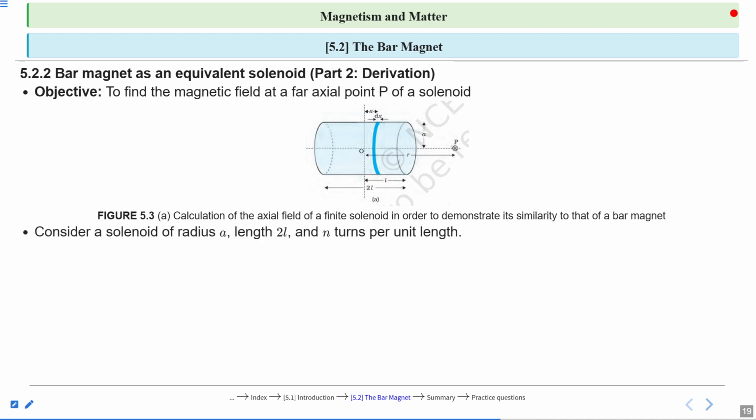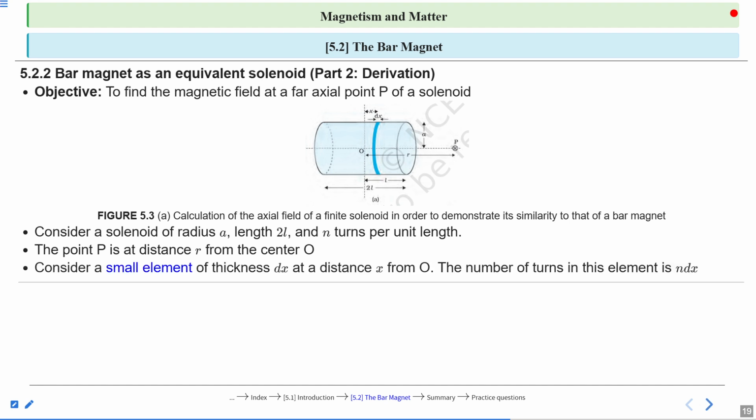So consider a solenoid of radius A, length 2L and n turns per unit length. Here n is not the number of turns, it is turns per unit length, that is, how many turns are there per meter. So the point P is at distance R from the center O.